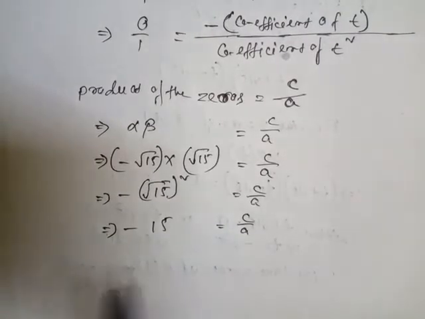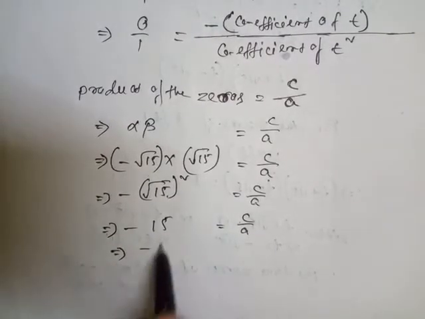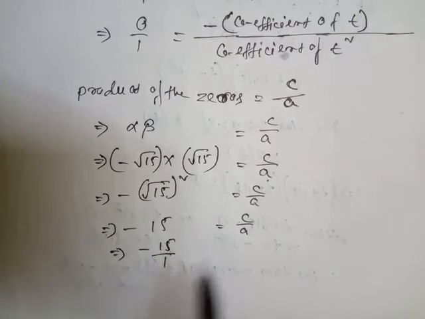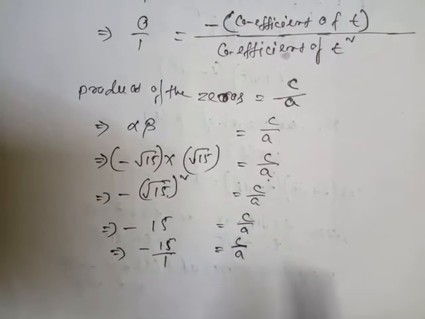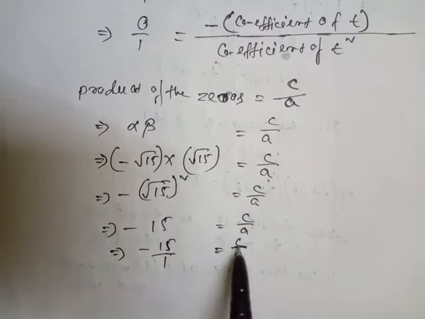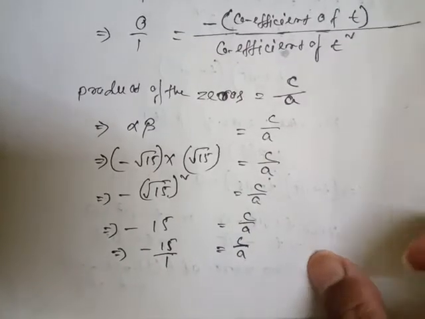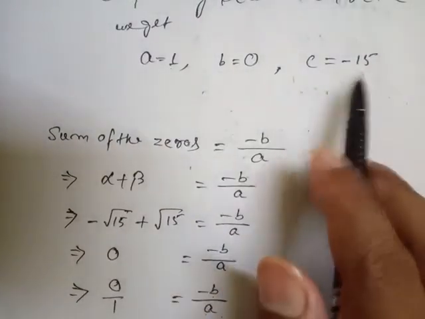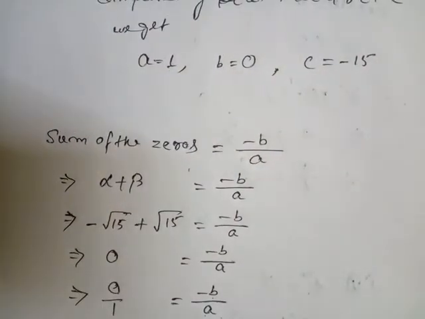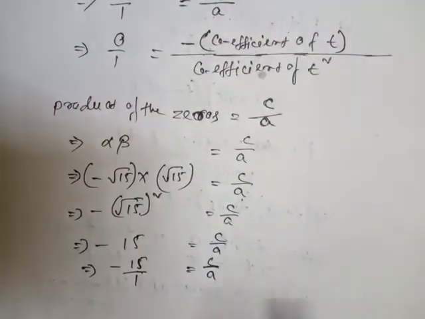Now in the last line we can write here minus 15 by 1, and c by a. Now look, a is 1 and c is minus 15. Now does it match with the given equation? Let me check once. Yes, c is minus 15, b is 0 and a is 1. So here also we have got the answer, c is minus 15, a is 1.